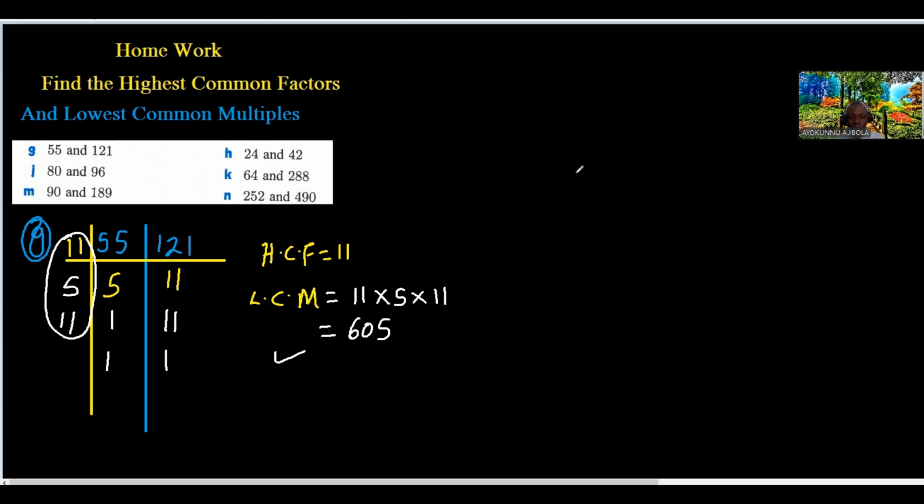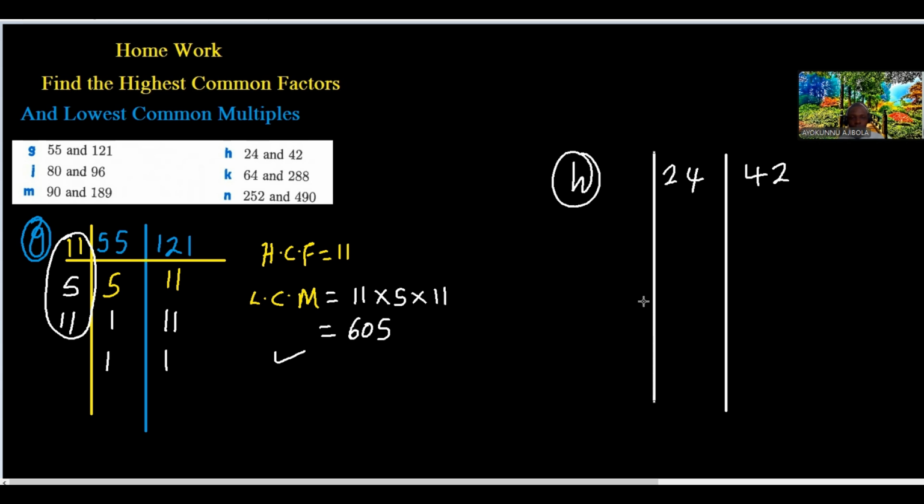We have 24 and 42. Dividing between them, we're going to use our prime numbers as usual. 2 in 24, that's 12. 2 in 42, that's 21. Now, 2 can go again.